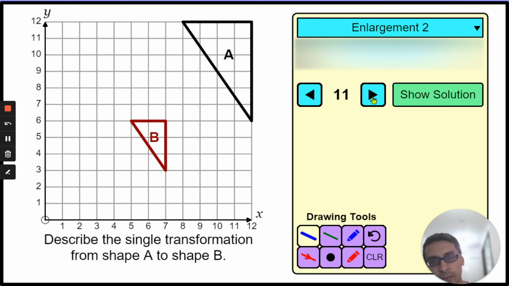Okay, question 11. Describe the single transformation. So, the single transformation, we can see it's an enlargement. We're going from A to B. Remember, enlargement can and does include when the shape gets smaller. It just means it's a fractional enlargement.